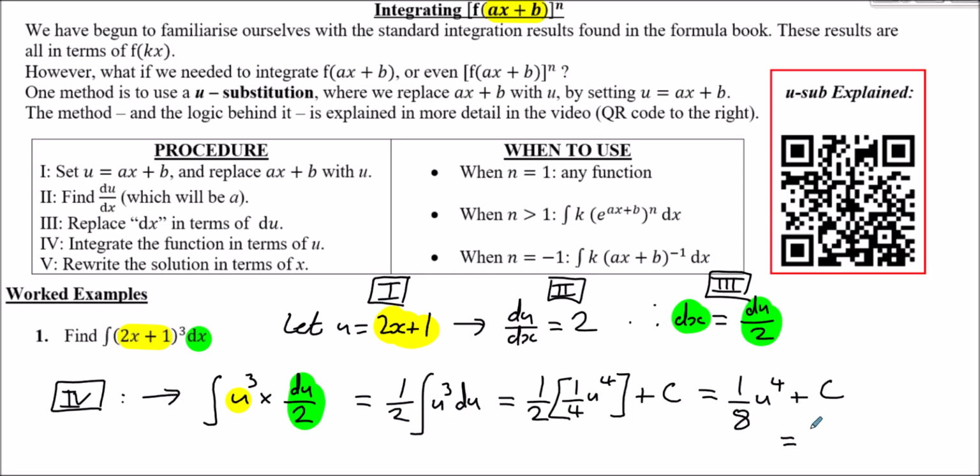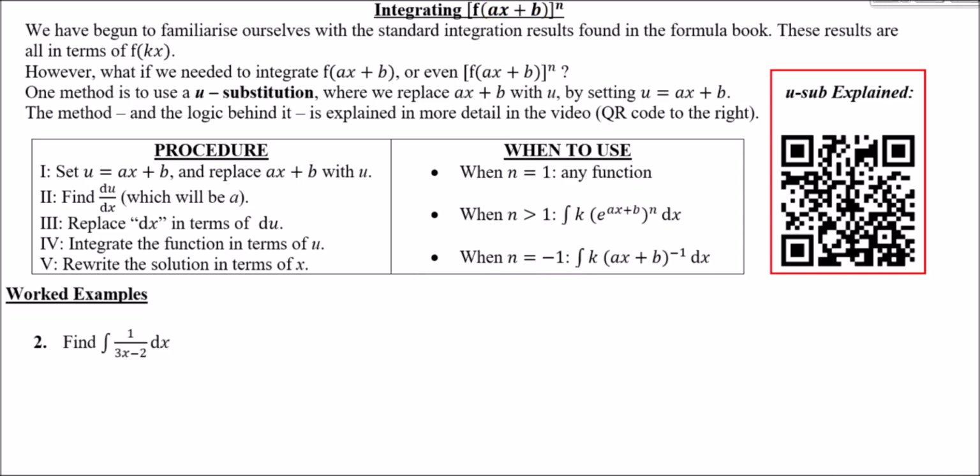And step 5, put it back in terms of x. So what was u in terms of x? u is 2x plus 1. So I've got 1/8, 2x plus 1 all to the power 4, plus c, which is what you saw in warm-up questions 2 and 3. And hopefully I've convinced you that's a much slicker way. With practice, you can do this in seconds. Warm-up questions 2 and 3 will always take you a matter of minutes, unless you're a genius. Sadly, I certainly am not.